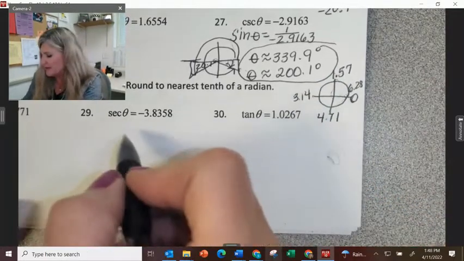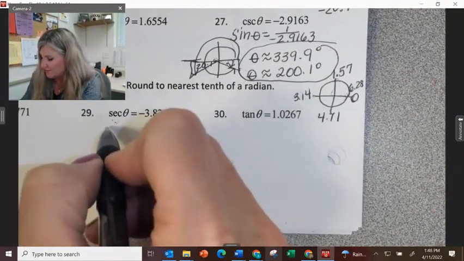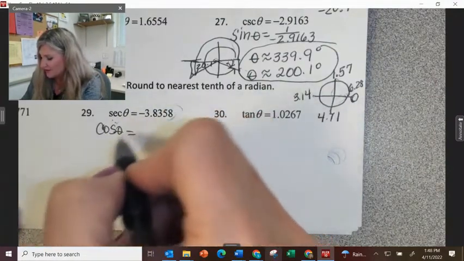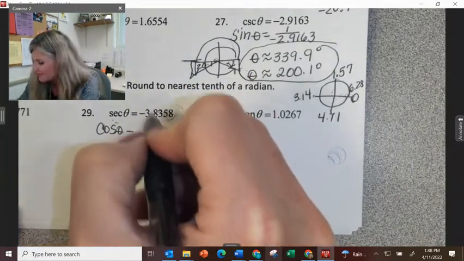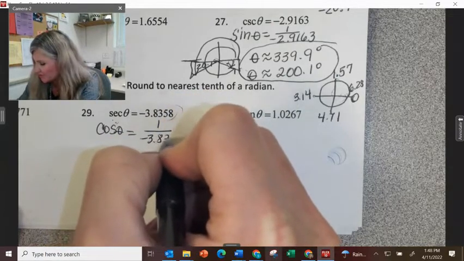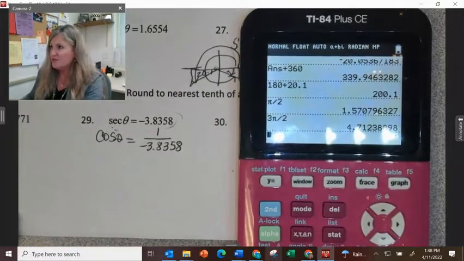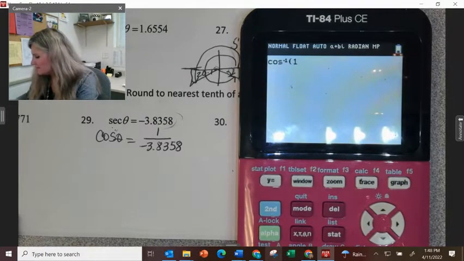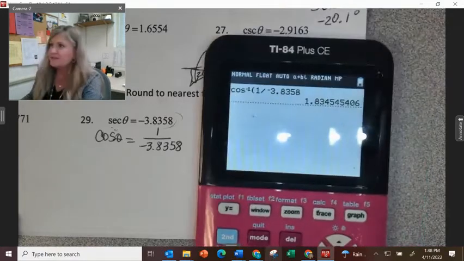Now, let's do some estimating here. Well, before we do estimating, though, what am I going to have to change this into? Cosine theta. And what do I have to do to my answer if I'm doing cosine theta? Flip it. So I'm going to have to do 1 divided by to change it into a cosine problem. All right. So we're now going to do secant inverse, cosine inverse of 1 divided by negative 3.8358. And I get this answer.